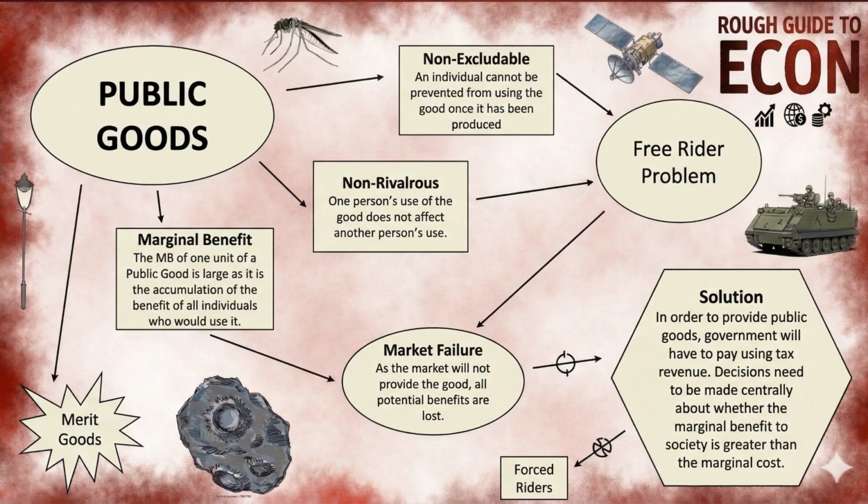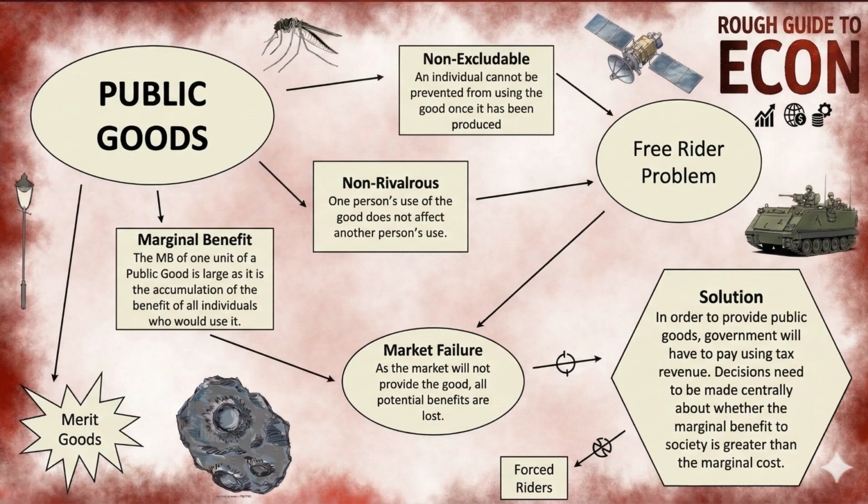This video is about the issue of public goods and why they are a cause of market failure. Public goods are those defined as being both non-excludable and non-rival. Non-excludable means that once you have provided the good, you cannot prevent people from benefiting from it.